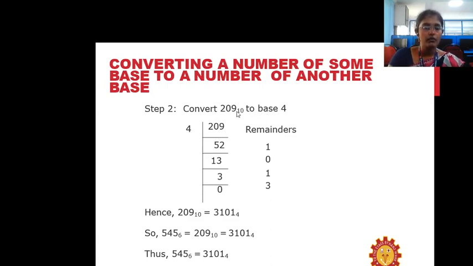If we are going to convert the given value into base 4, we have to start dividing this decimal value by 4. Then we record the remainders all together, and the output will be 3101. From bottom to top we represent the remainder values with the base of 4. So now we have converted 545 with the base of 6 into a value with the base of 4, that is 3101.